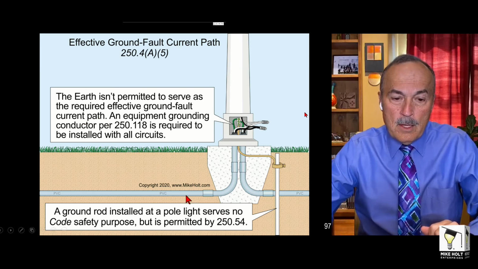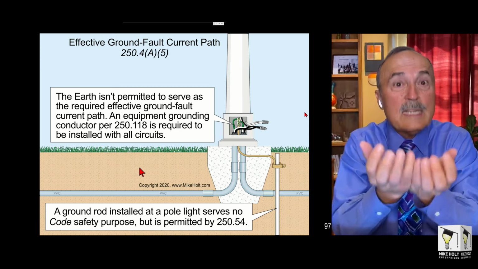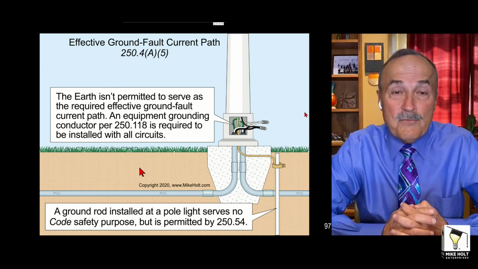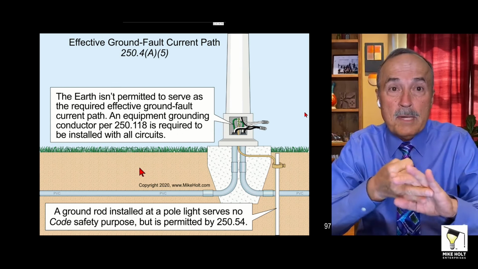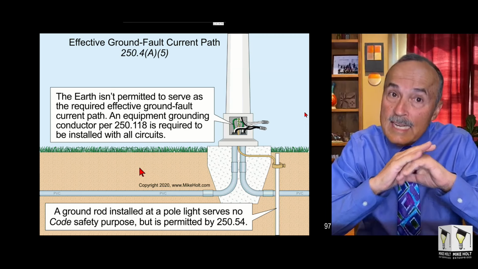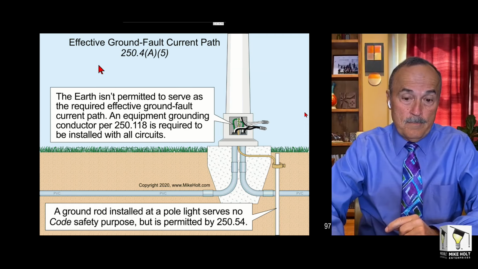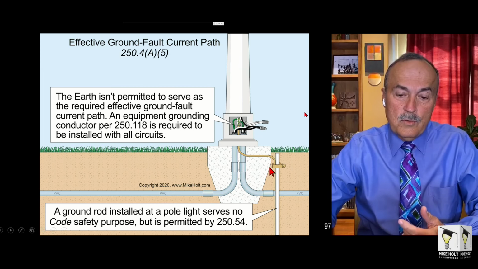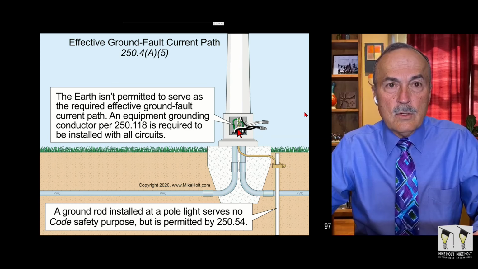Now, the earth, the dirt itself, just dirt. Go outside, pick up some dirt. Look at that dirt. That's not an effective ground fault current path. That's not intentionally constructed by you. It's not a low impedance path back to the source. So we can never use the dirt to clear a fault. Okay? Now, the code allows you in 250.54 to install a supplemental electrode.